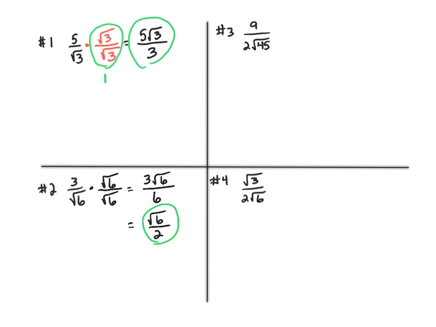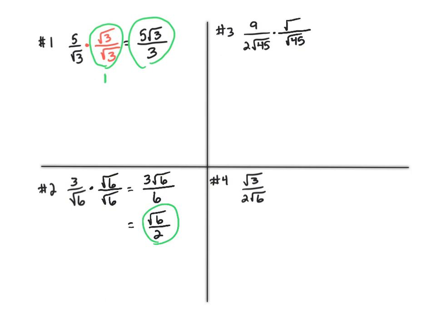Number 3, we're going to perform the exact same process. I'm not going to worry about the 2 in the denominator, though. I'm only going to worry about the radical part, so root 45. And I'm not worried about that 2 because it's multiplication. If it was addition or subtraction, we'd have to do something else, but we'll get into that a different day.